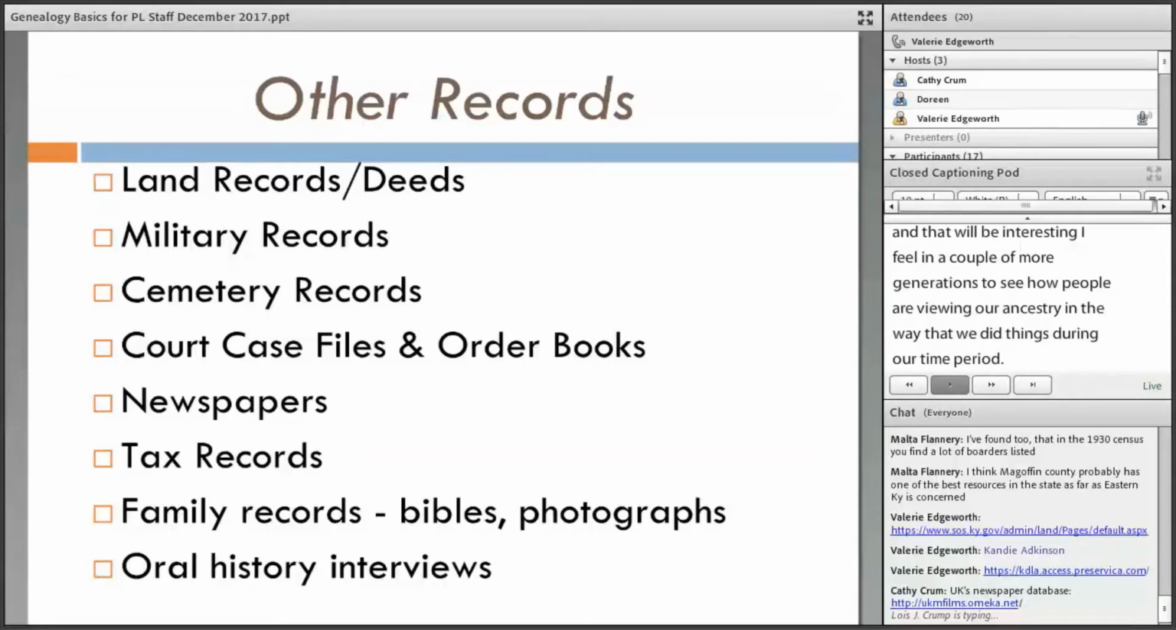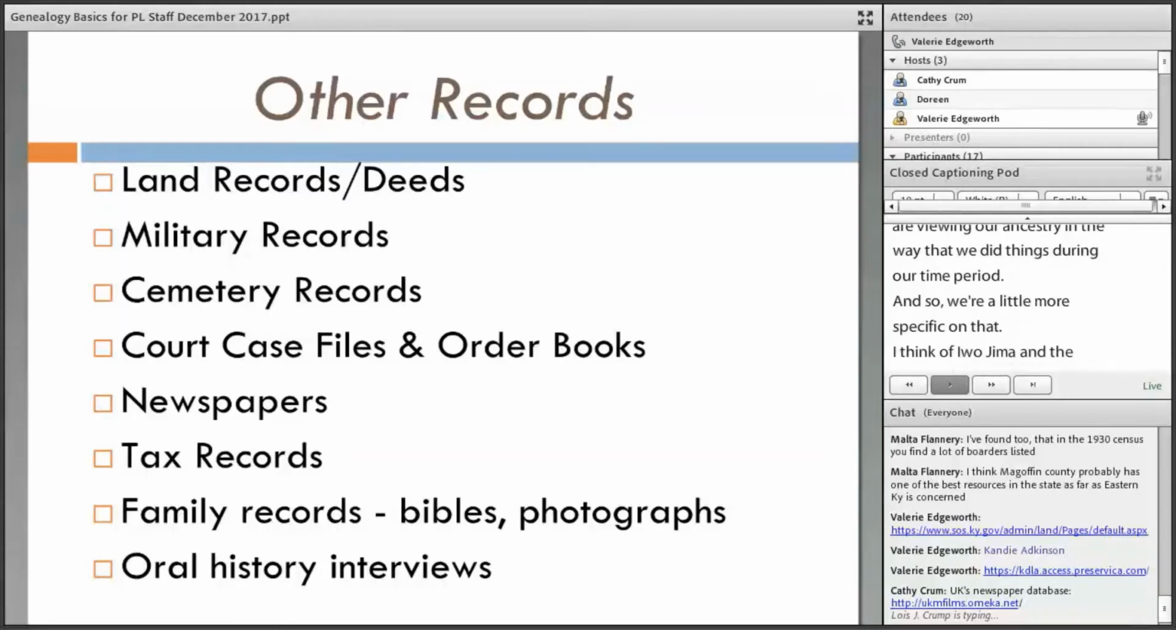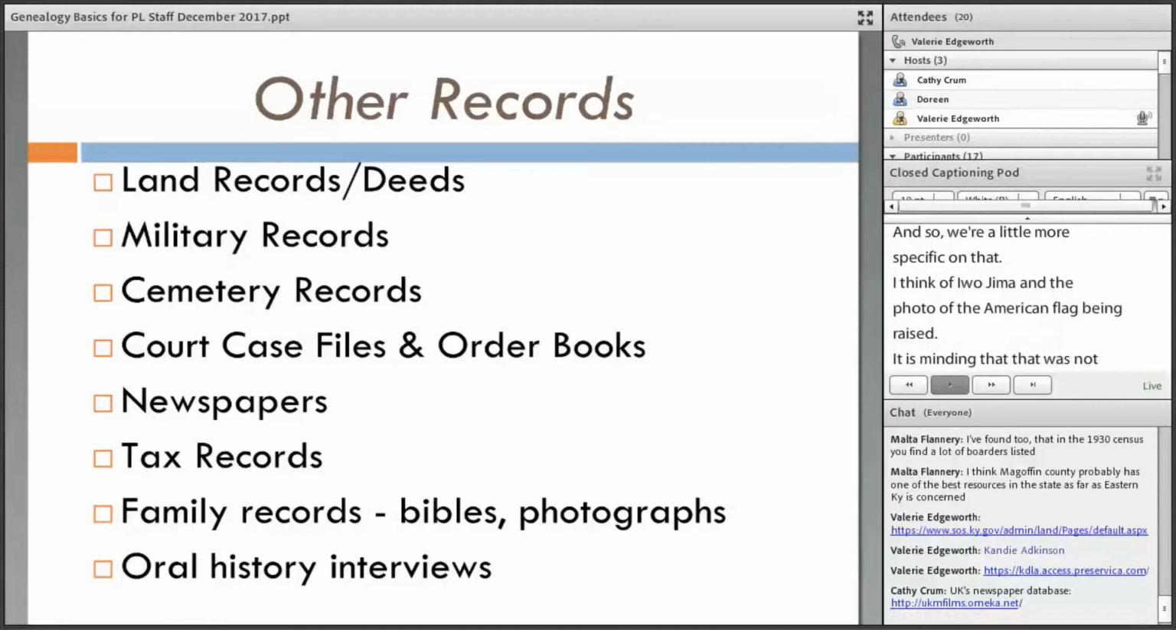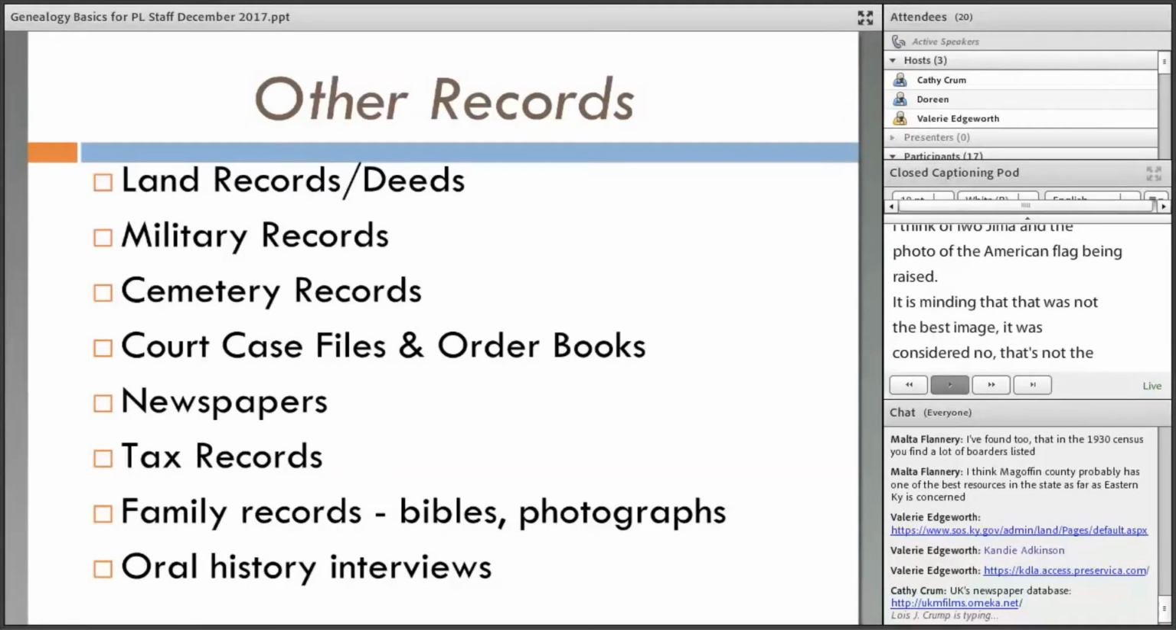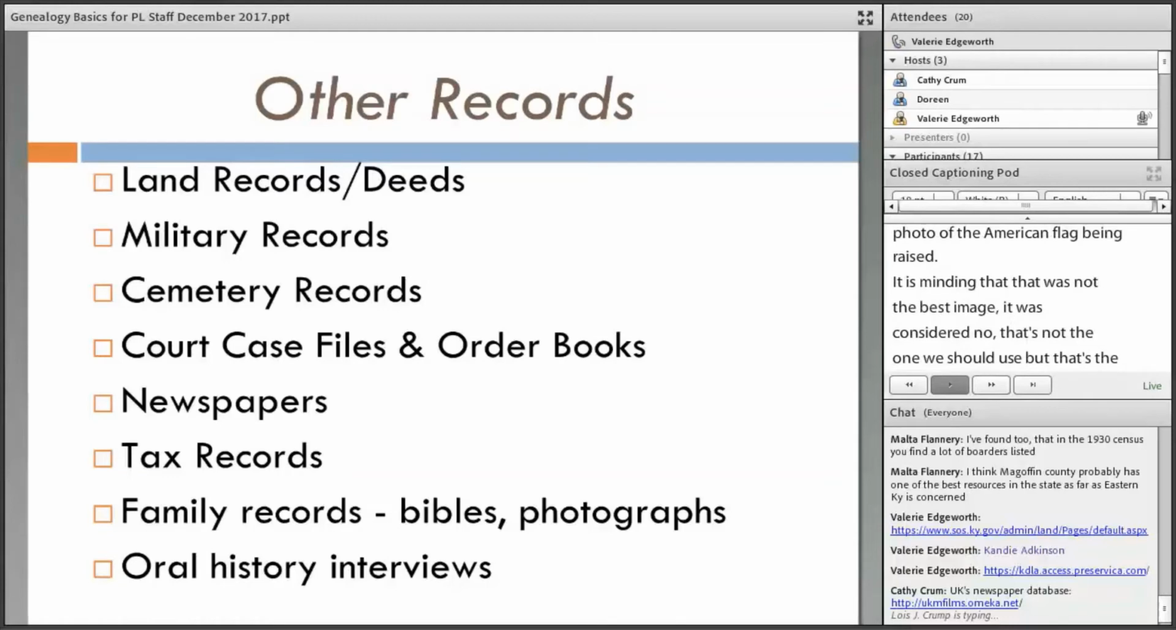I think about Iwo Jima and the photo of the American flag being raised. It's my understanding that that was not the best image. It was considered, no, that's not the one we should use at first. And yet that's the image most people remember from the flag being raised there.